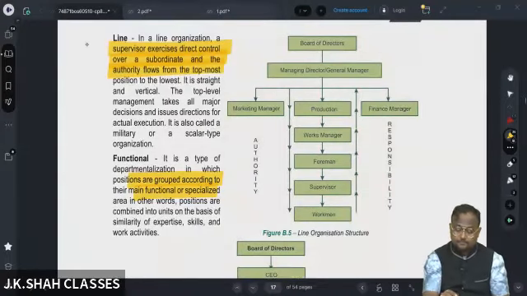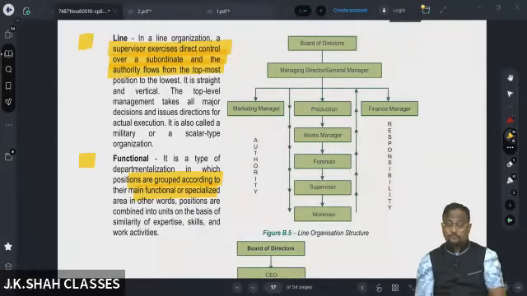Understood this? Read this. In line organization, a supervisor exercises direct control over the subordinate, and authority flows from the topmost position to the lowest. It is straight and vertical. Top level management takes a major decision and issues direction for actual execution. It is called military. Told is told, just do it.